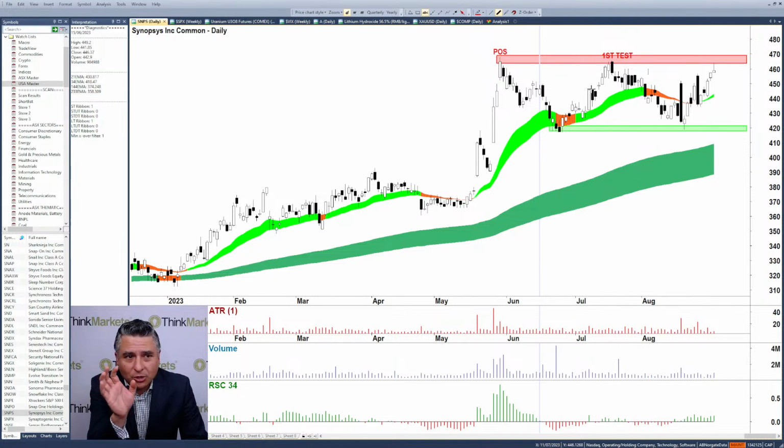I'm off topic here. The reason for that is the first test: you can imagine there's a big pile of supply up here, and your first test removes some of it, and then it makes it easier in your second and third test to get through. And I think that's what we're seeing here.